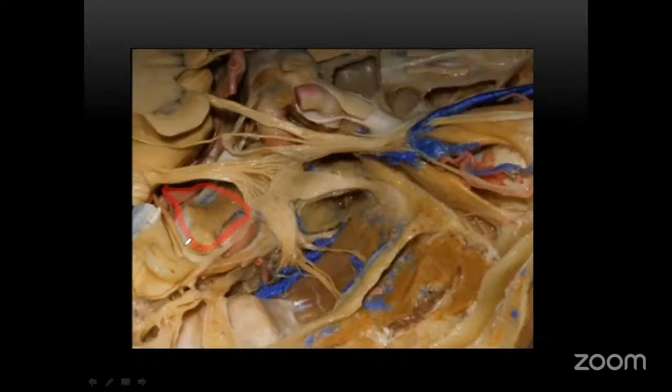So what are the landmarks of this one? Here, this is the structure. What kind of structure is this one? Yes, greater petrosal nerve. Excellent. Dr. Sana, you are there? Yes, sir. Excellent. So which structure is this? This is the greater petrosal nerve. Below this one, what is this structure? The internal carotid artery. Let me change the color.